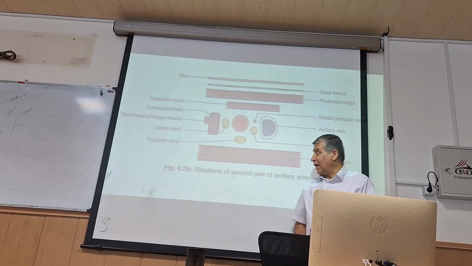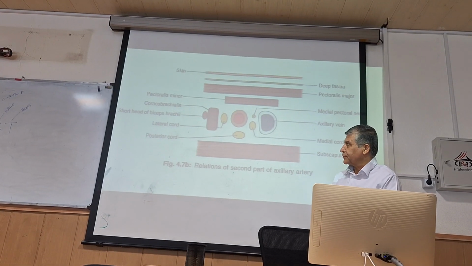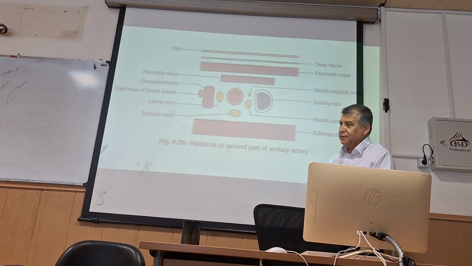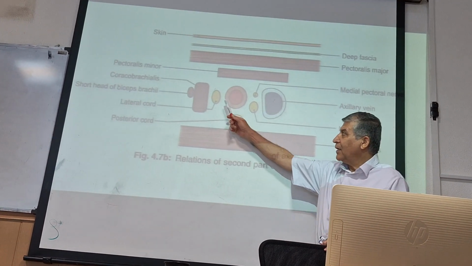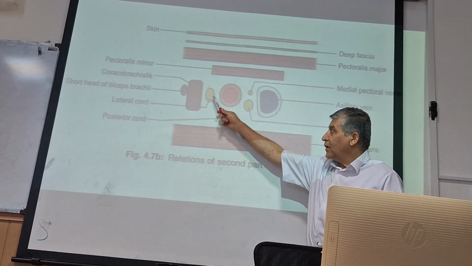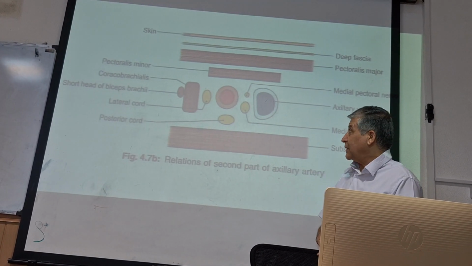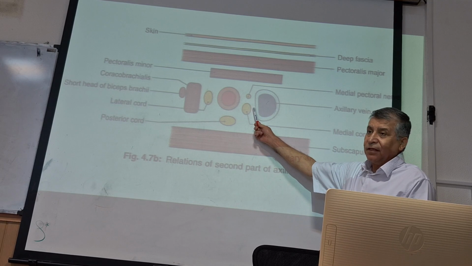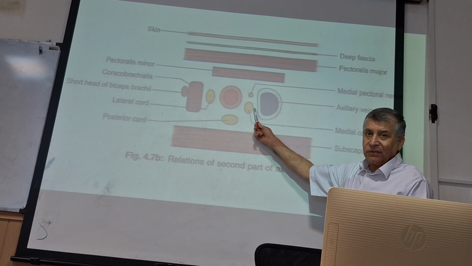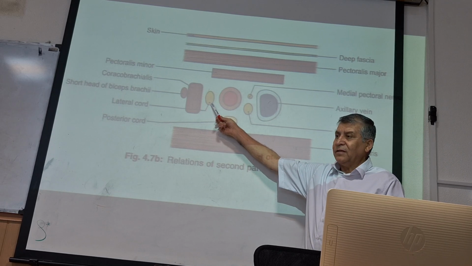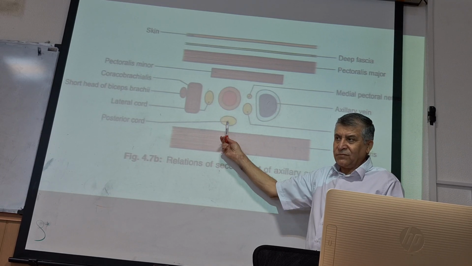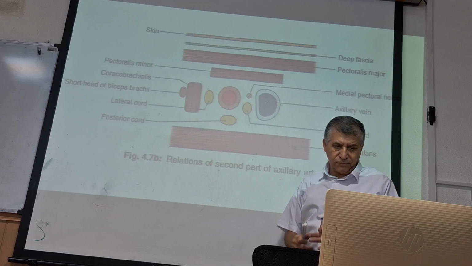In this figure, you can see why we name the cords according to the course of the brachial plexus. This one is medial because it is on the medial side of the axillary artery. This one is the lateral cord, and this one is posterior.